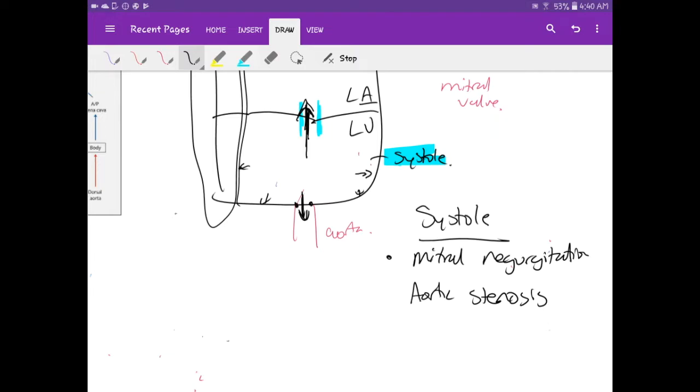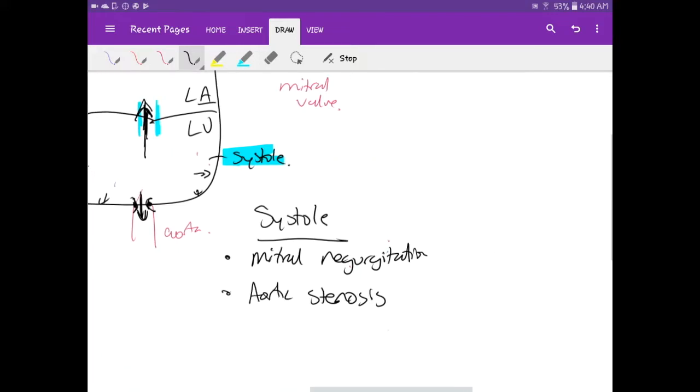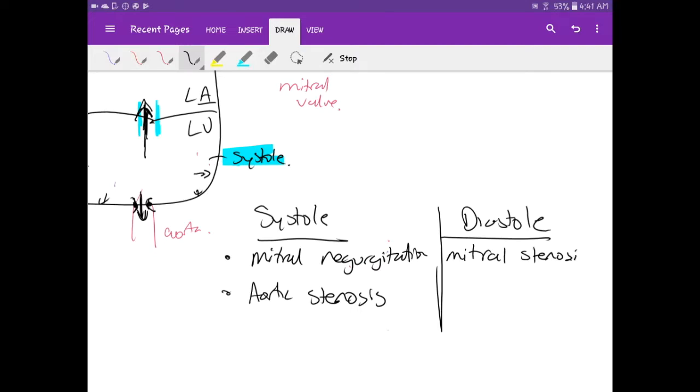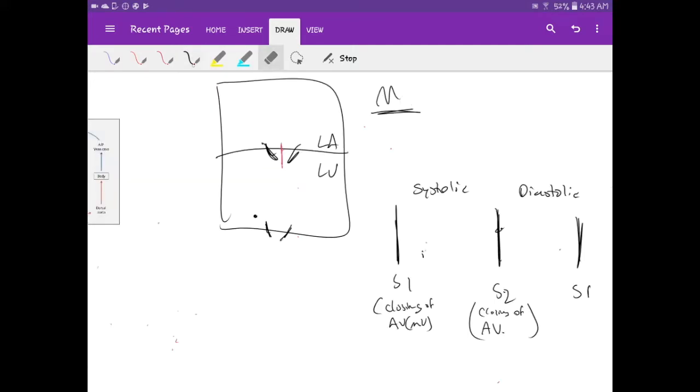But what's happening is something called stenosis. So it's a narrowing of the aorta. So it's called aortic stenosis. Let's see. Diastole is the opposite. If in systole you had mitral regurg, then in diastole you have mitral stenosis. If in systole you had aortic stenosis, what do you have? You have aortic regurg. The blood's going that way. Alright? So you have mitral regurg.